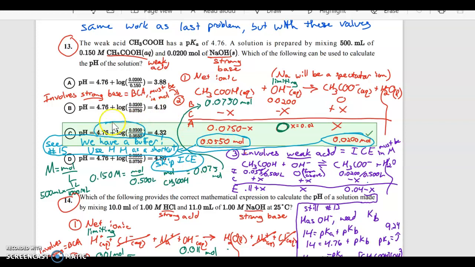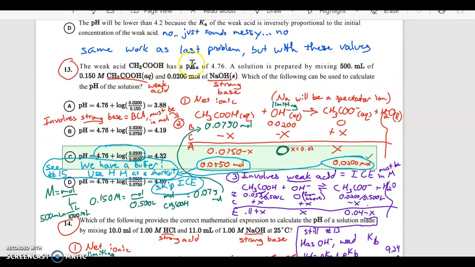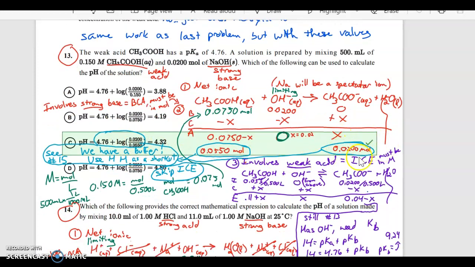If we do that, we end up with exactly this equation here. pH equals 4.76, that's the pKa, plus the log of A minus, that's the conjugate base part, and this is our conjugate base, 0.0200, divided by our moles of our HA, or our conjugate acid, 0.0550. And then if you solve it out, you get 4.32. And that's the easy way of doing it. But you have some work that you have to show to get it.